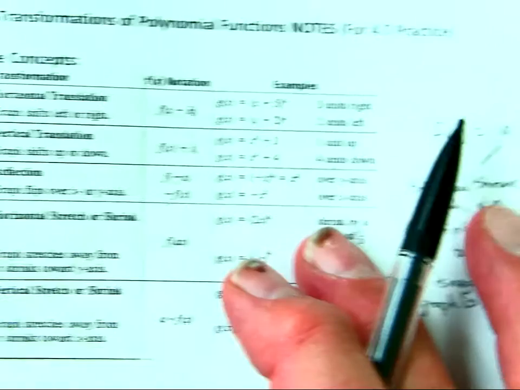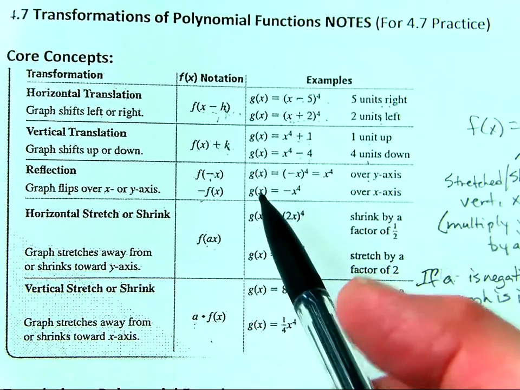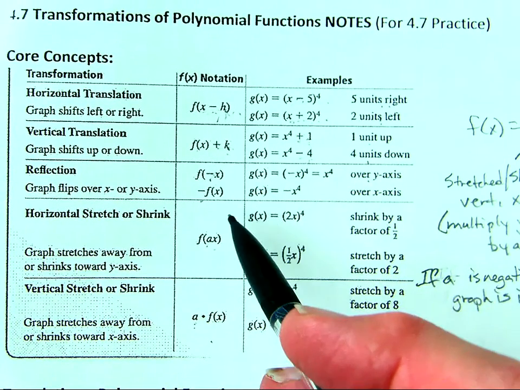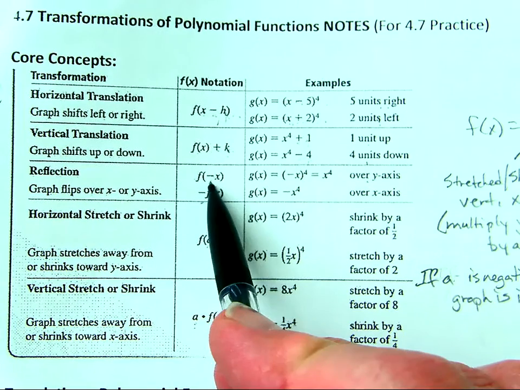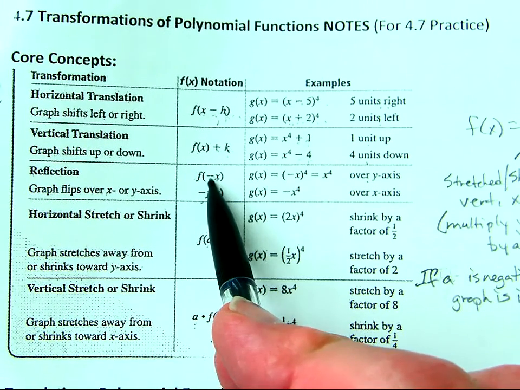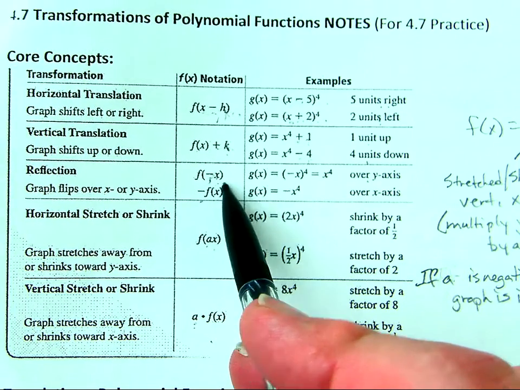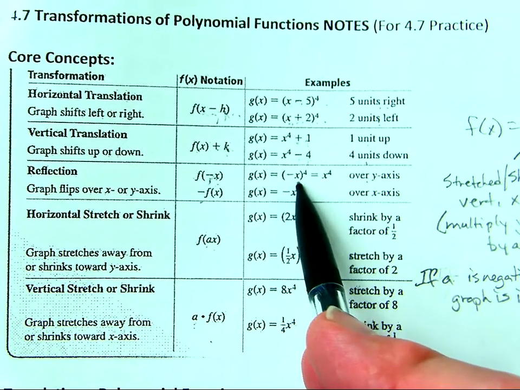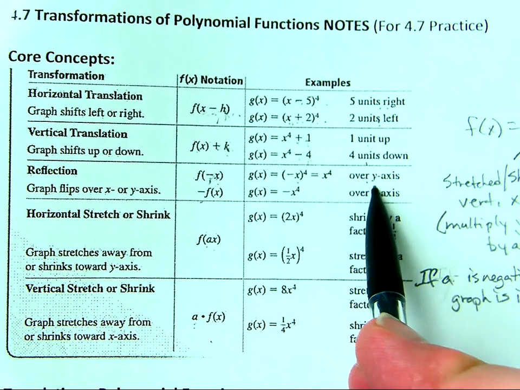Now the next thing is reflections, and this is if there's a negative in front of the x or in front of the whole thing. Now this one we did not do before. Notice here the negative x, the negative is inside with the x. Anything that's inside is horizontal. So if there's a negative in with the x, that changes the graph horizontally. So it flips it across the y-axis. So if you had a point like at 1, 2, now it's going to shift to negative 1, 2. So you take the x coordinate times the negative 1.